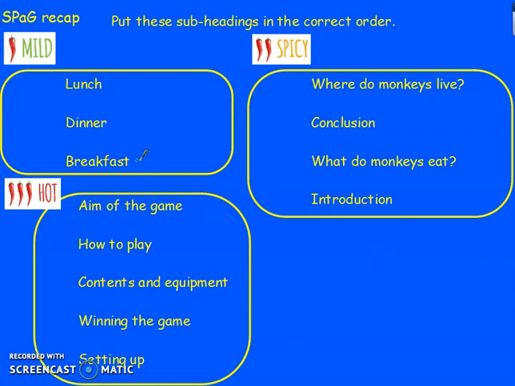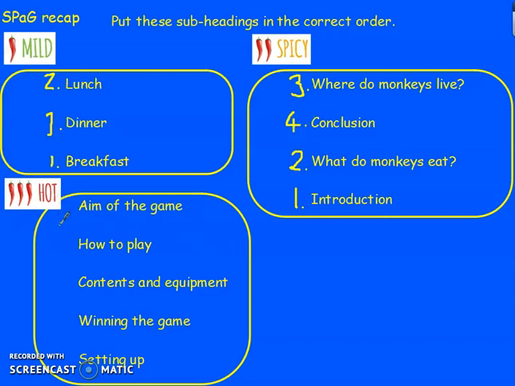If you chose mild, you should have done breakfast first, lunch second, and dinner third. If you did spicy, you should have done introduction first. You could have done either of these two next, so I would have gone with eat and live. You could have done live first or eat third, and then the conclusion comes last.